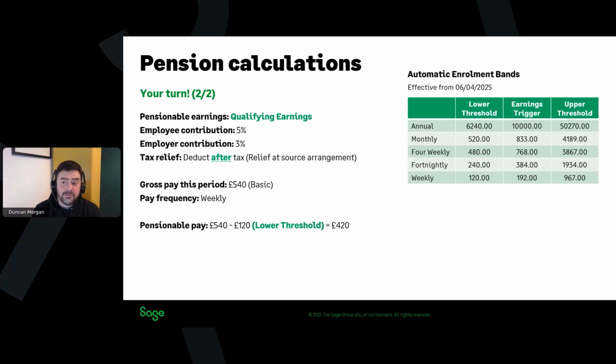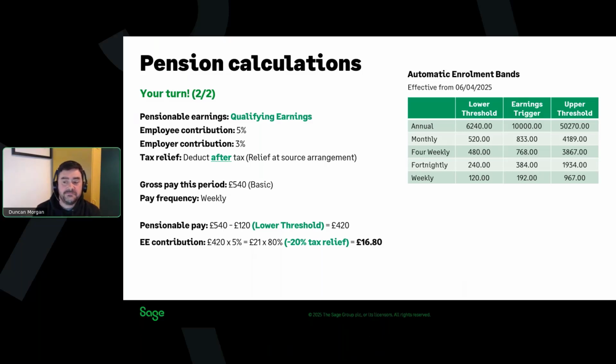So let's start with pensionable pay. Because it uses qualifying earnings and they're paid weekly, the £540 they've earned is below the upper threshold. We just need to deduct the lower threshold. So it leaves the pensionable pay as £420. So remember, it's the lower threshold, not the earnings trigger, that you need to deduct to give you the pensionable pay.